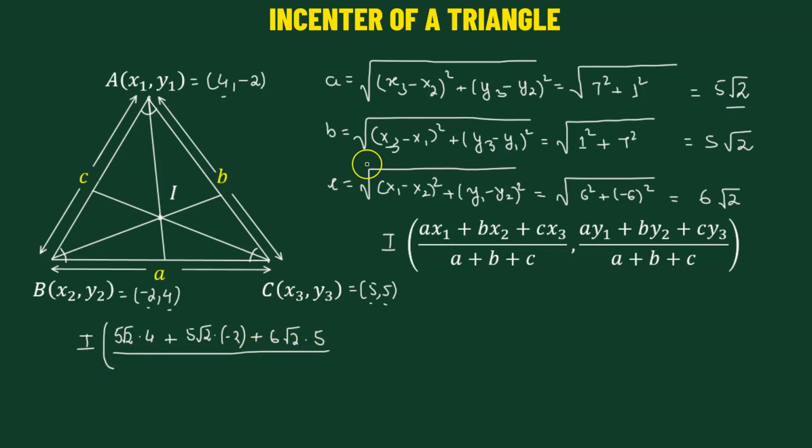So let's quickly find it here. If we do a plus b plus c, that's going to be 5 times square root of 2 plus 5 times square root of 2, that's 10 times square root of 2, added to 6 times square root of 2, which is going to give us 16 times square root of 2.